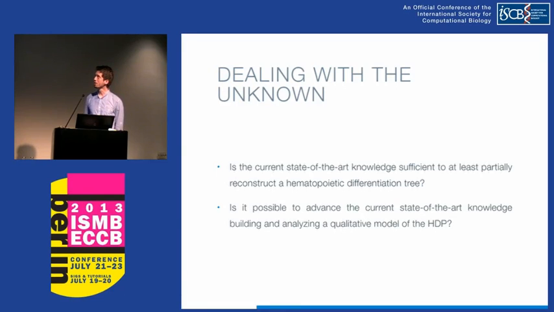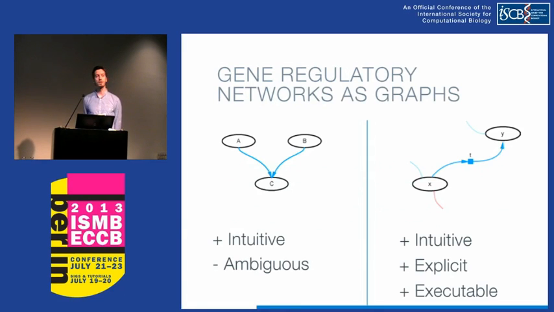In order to tackle these two questions, we started a collaboration between the ENFIN project and the Berthold Göttgens group in Cambridge, UK. And when we asked them to tell us something about these 39 regulatory interactions, they provided us a directed graph, which looks something like this.